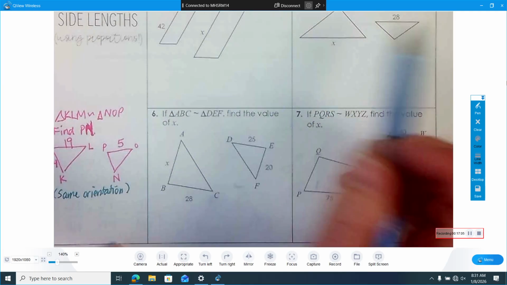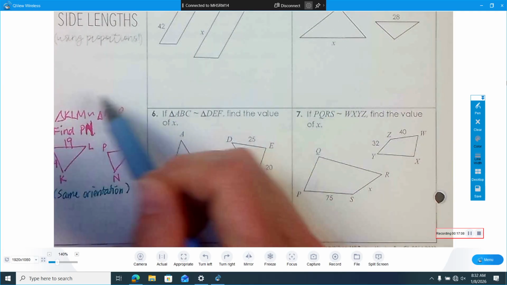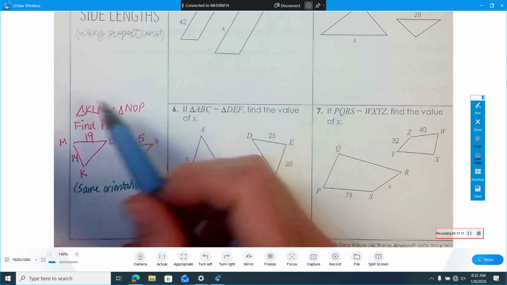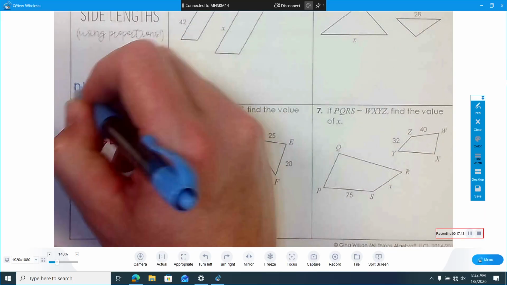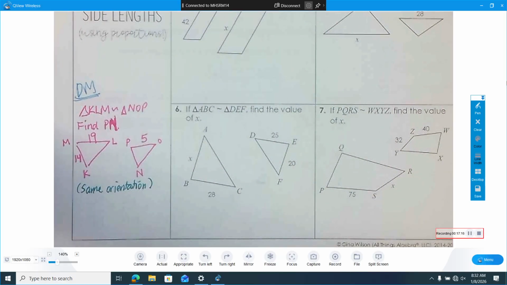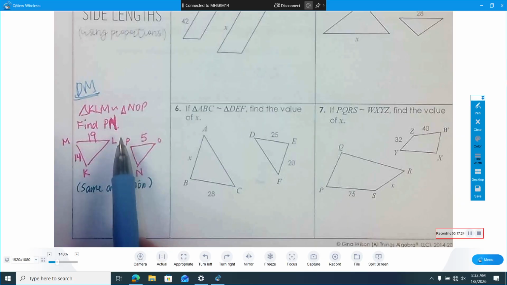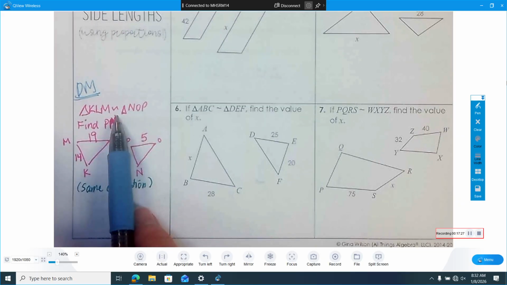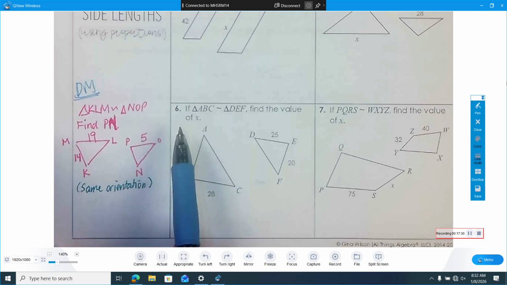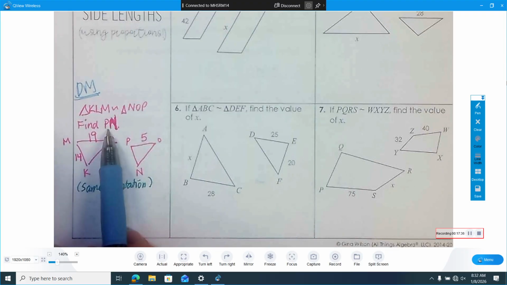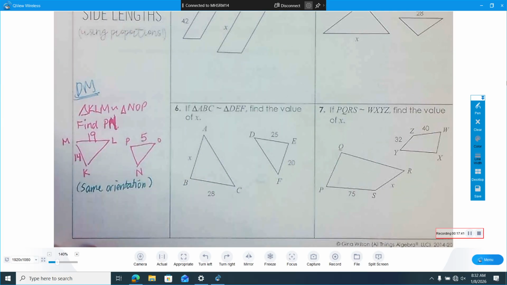Okay. I just kind of want to skip those two for now. Let's go right down here. This is a problem you're going to see in Delta Math. This is from Delta Math. And we're going to learn how we can use similar figures to solve for lengths of sides. So go ahead and write this down. This is triangle KLM. Triangle KLM is similar to triangle NOP. And it wants us to find PN, the length of PN. How long is the segment PN?